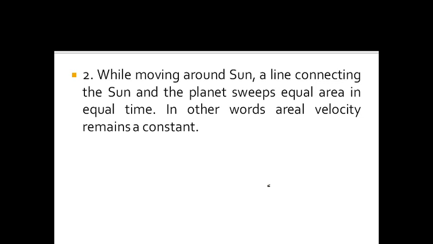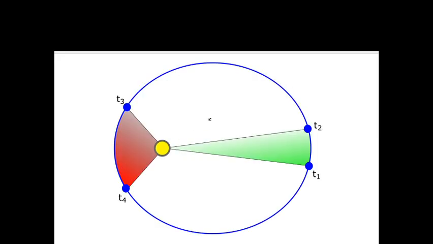Now moving on to the second law of Kepler. According to the second law, while moving around the Sun, a line connecting the Sun and the planet sweeps equal area in equal time. Or in other words, the areal velocity of the planet remains a constant. So as indicated in this figure, if we draw a line from the Sun up to the planet, this line will sweep equal areas in equal time, meaning that areal velocity is a constant.